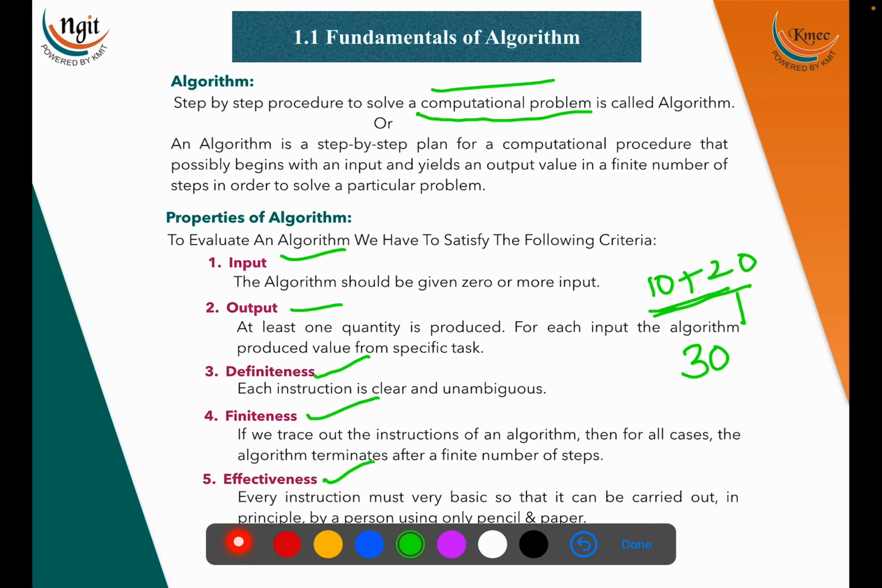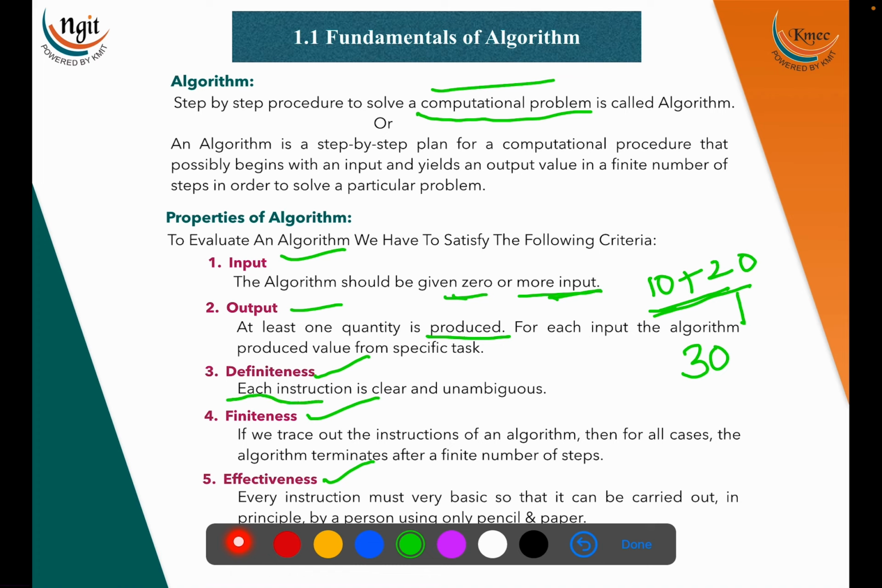Every algorithm should be given 0 or more inputs. If you wanted to display a hello world message, probably you will not give any input. So that is what 0 input. More input means you can give as many variables or values as your inputs. Output is what? At least one quantity is produced from the algorithm.